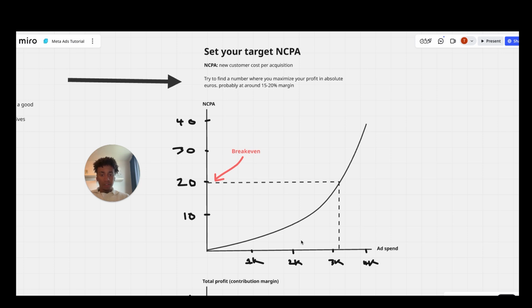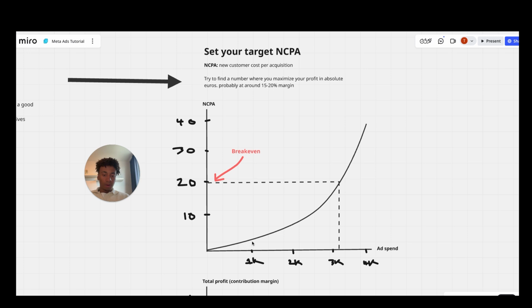And let's say you have a certain product, and with this product, your break-even point is 20 euros. So that means that at this point, if you're looking at this graph, you're only spending around 1K a day, and we can see that your NCPA is probably around 4 euros, so you're making nice profit.